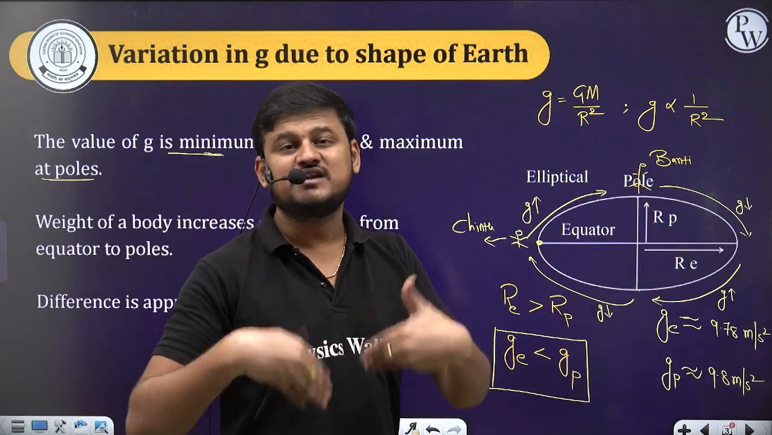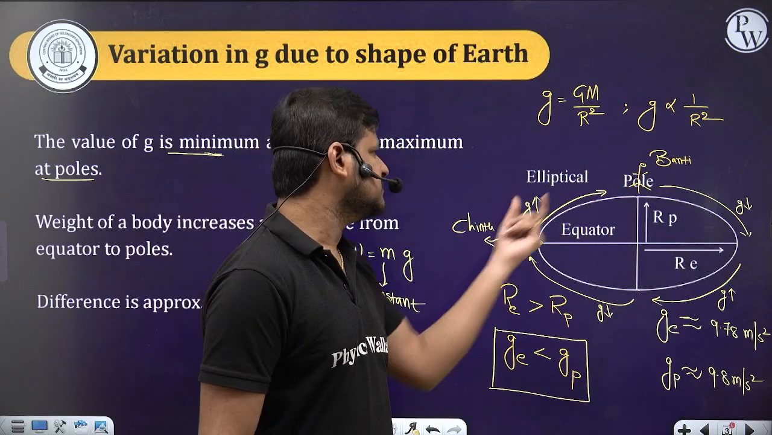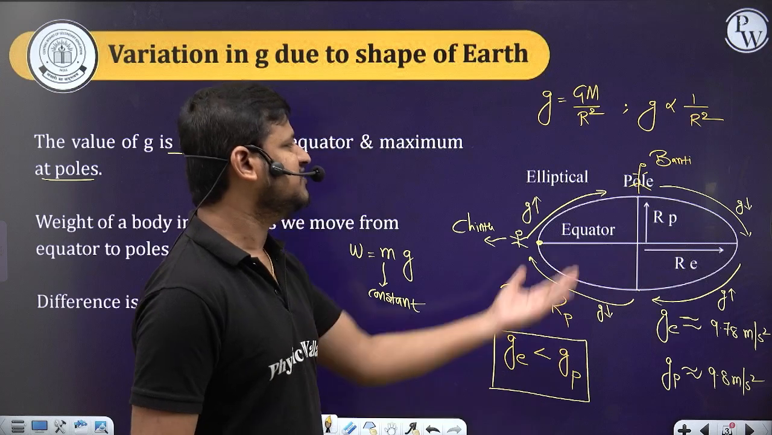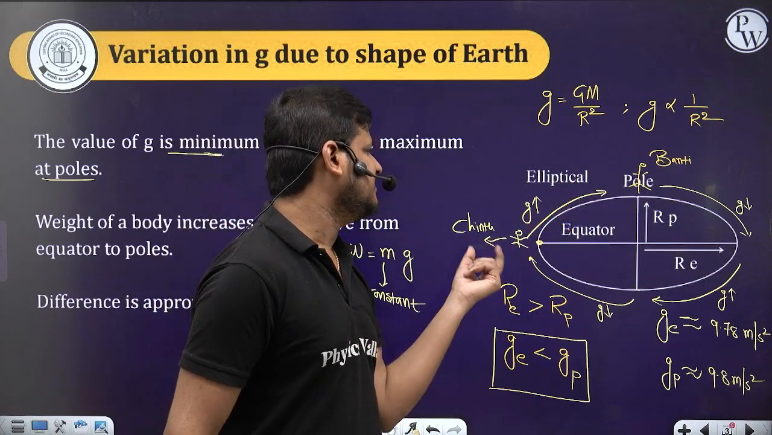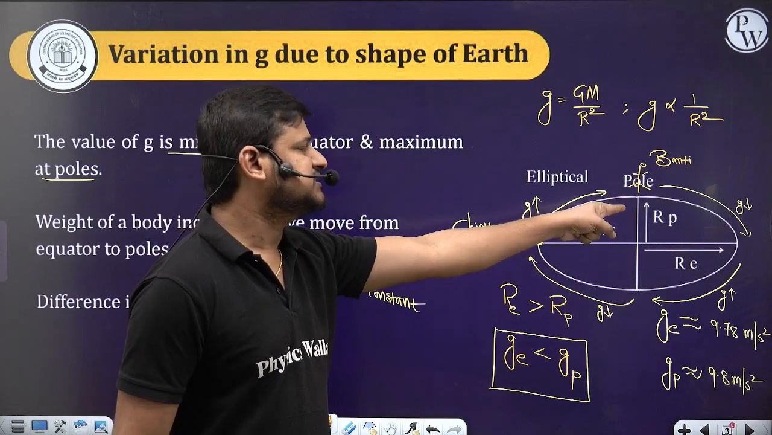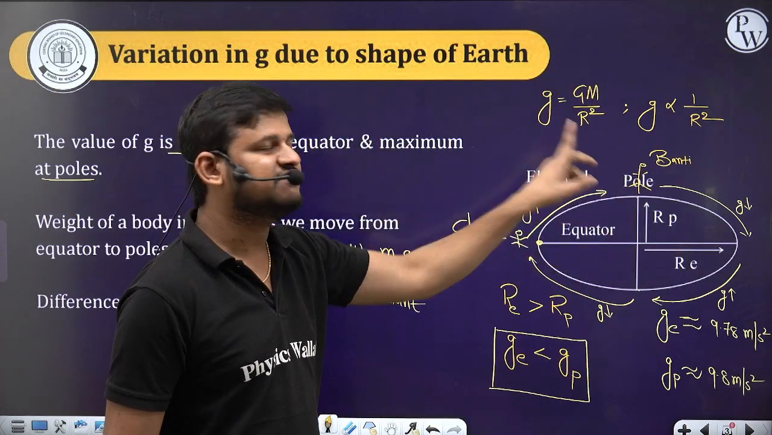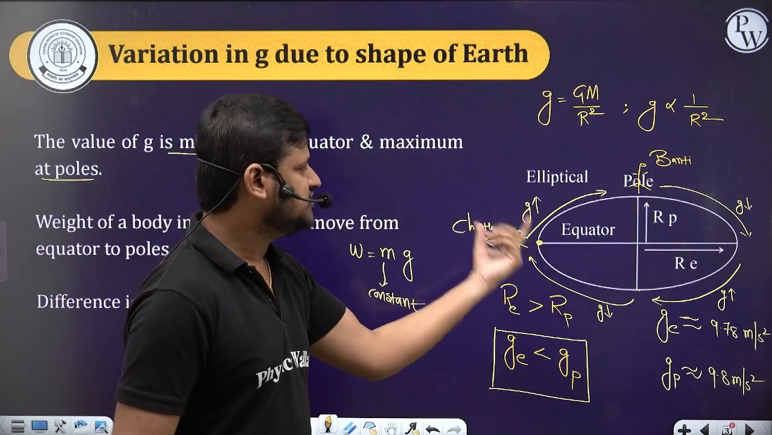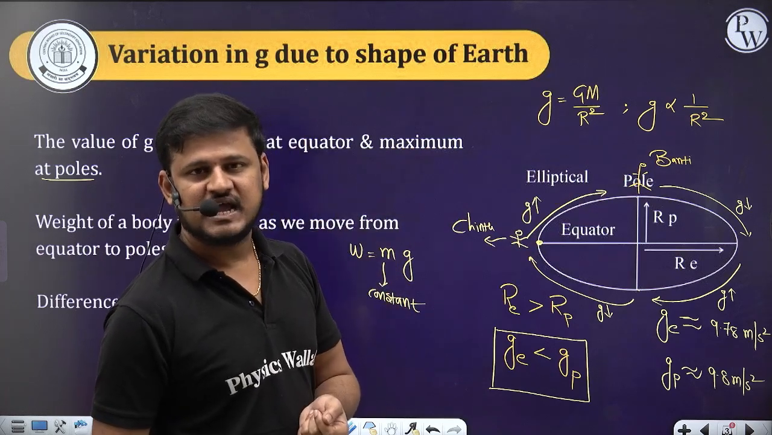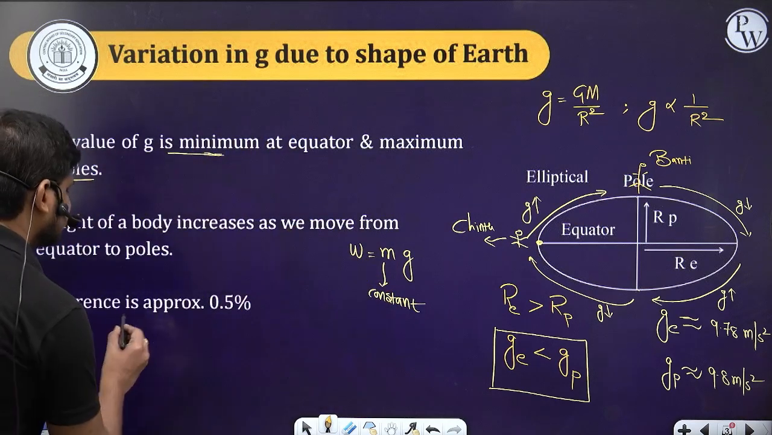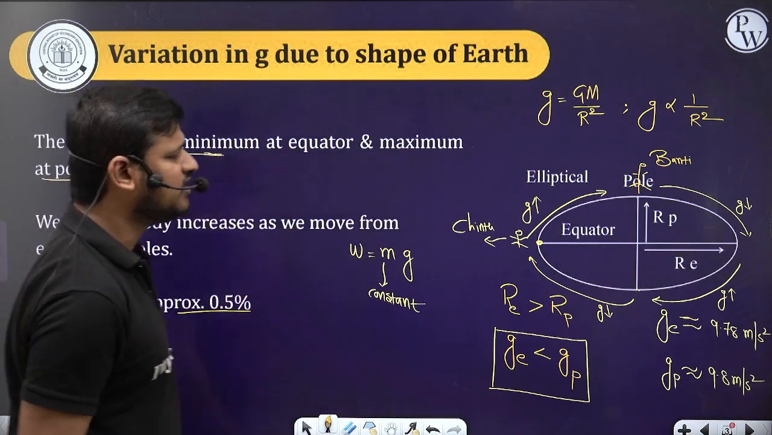And whose weight will be more? If they ask the question, obviously Bunty's weight will be greater than Chintu's weight. Why? Because Bunty is standing at the pole, so the g value is more there, and Chintu is standing at the equator, so g value is less here. Understood? Clear? And the difference is approximately 0.5%.